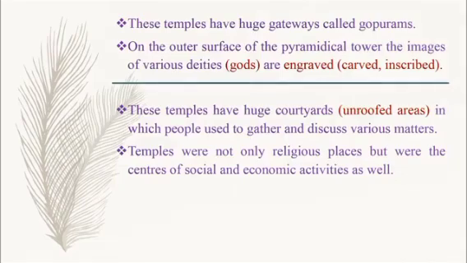These temples have huge gateways called gopurams. On the outer surface of the pyramidal tower are engraved images of various deities. Here, deities means gods, and engraved means carved or inscribed. These temples have huge courtyards. Here, courtyard means unroofed areas in which people used to gather and discuss various matters. Temples were not only religious places but were the centers of social and economic activities as well.